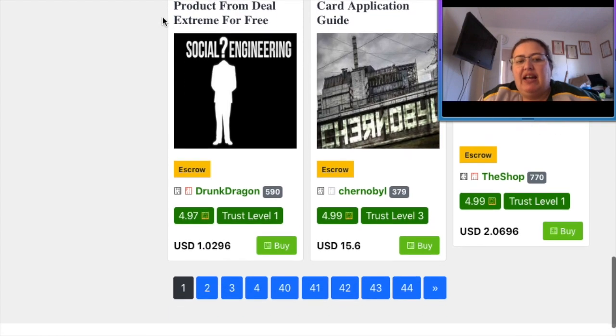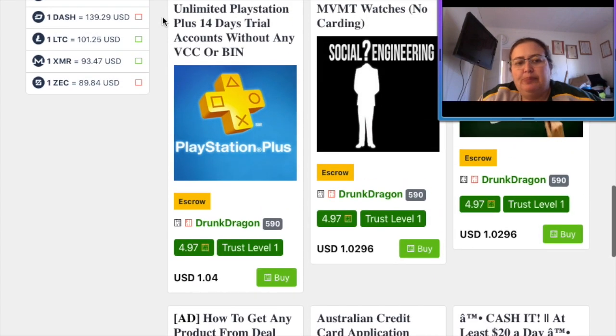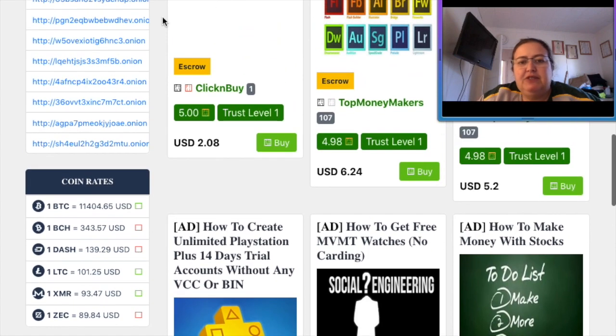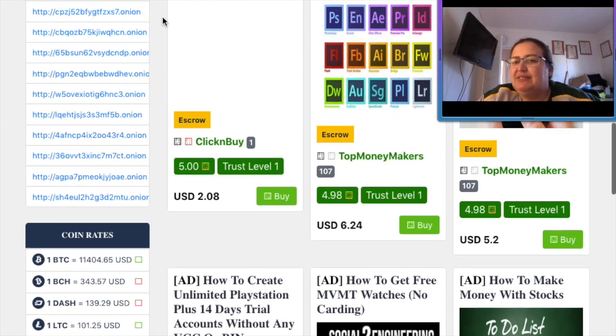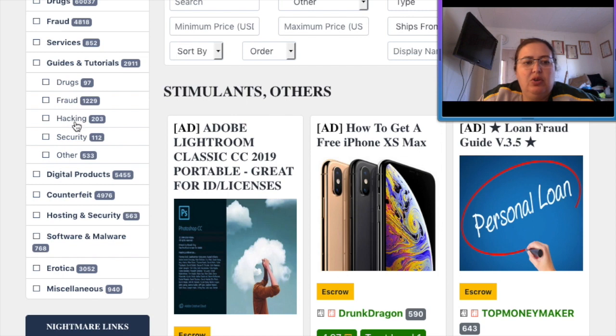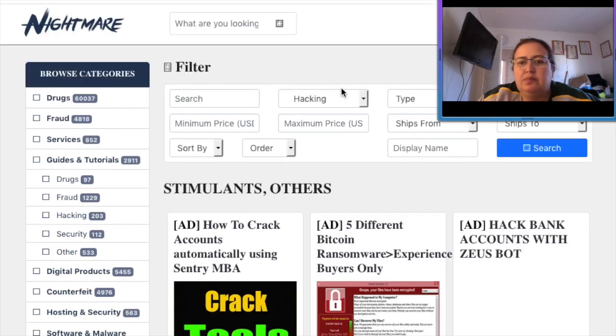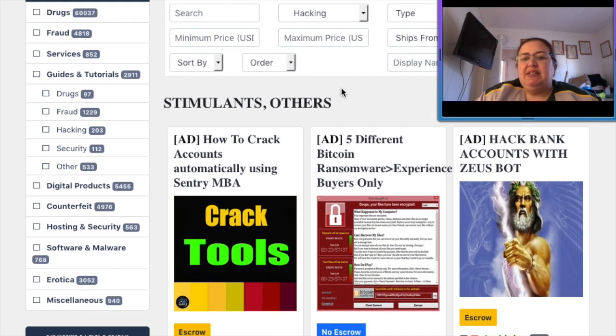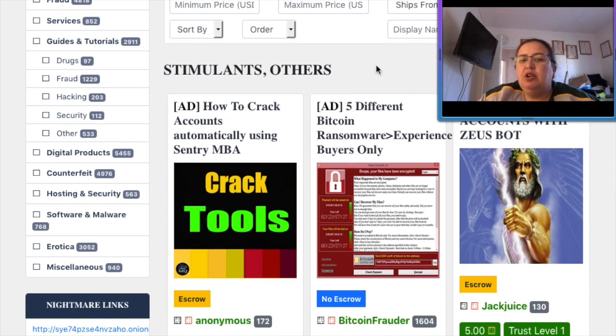But they have a guide on how to be a social engineer. So it's a very effective, cheap way to hack. Go into hacking. And this is basically books and guides on how to hack. Here it's talking about ransomware.